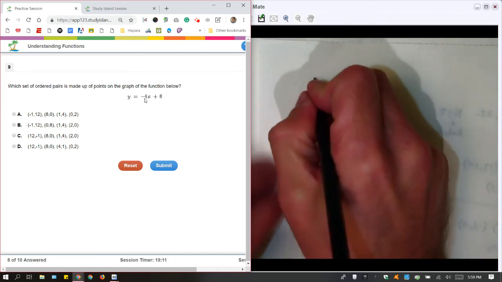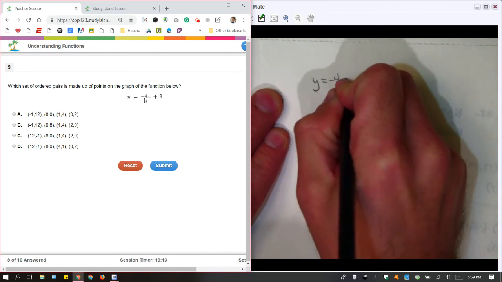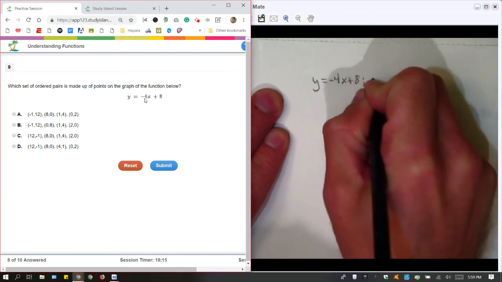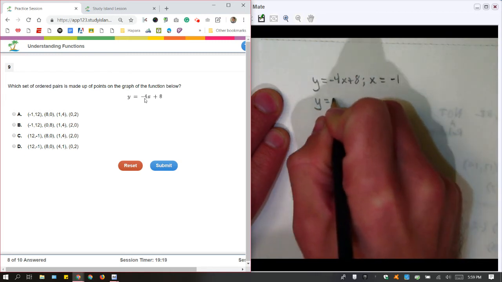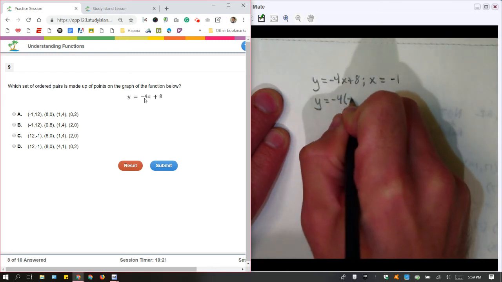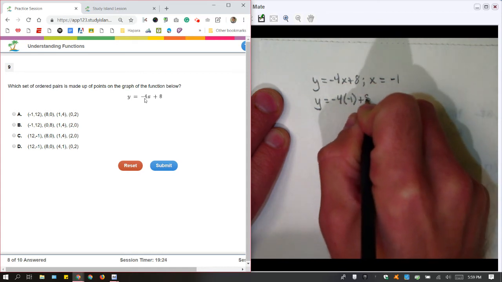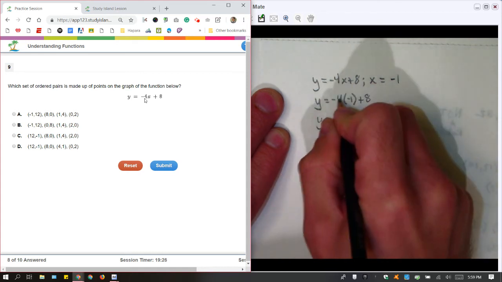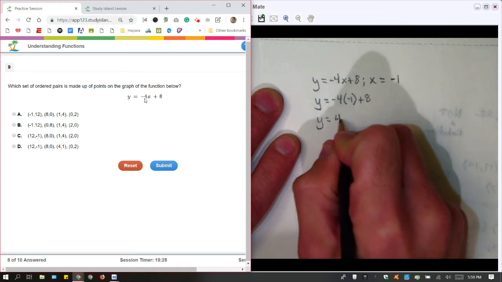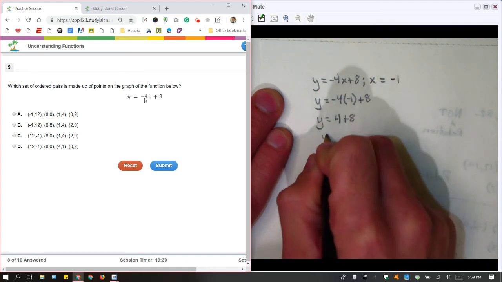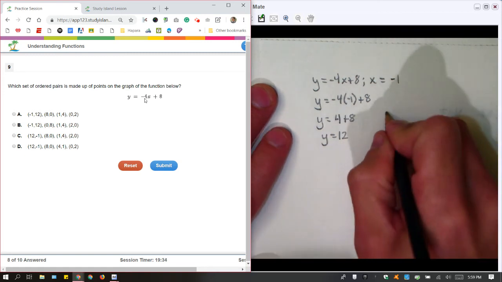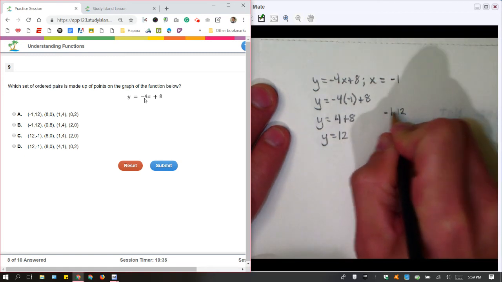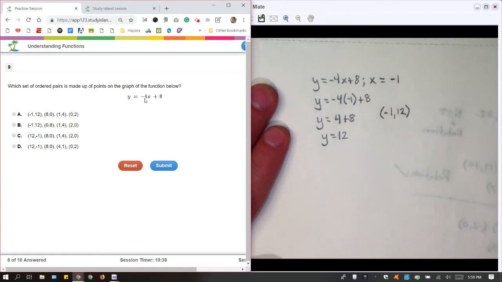If you have y = -4x + 8, and you want to plug in that x is equal to -1, then you get y = -4 times -1 plus 8. So y equals -4 times -1 is +4, so that's plus 8. So y equals 12. So when x was -1, y was 12. So (-1, 12) is one of the points on our graph.